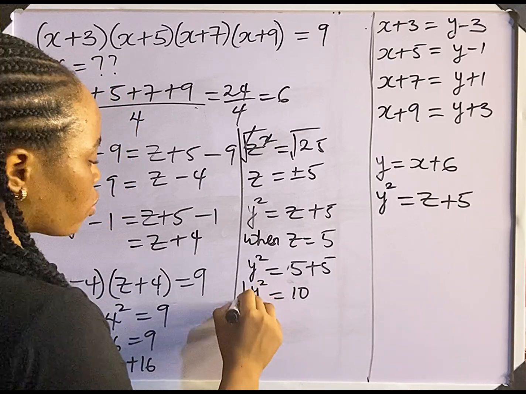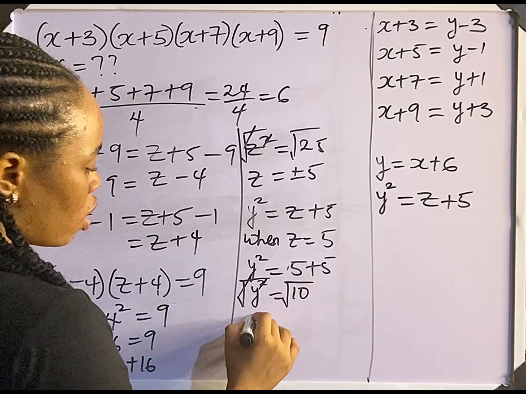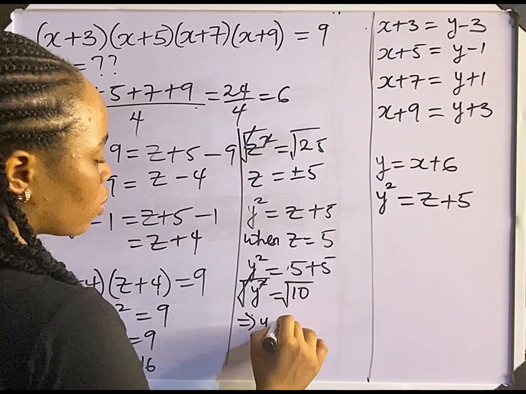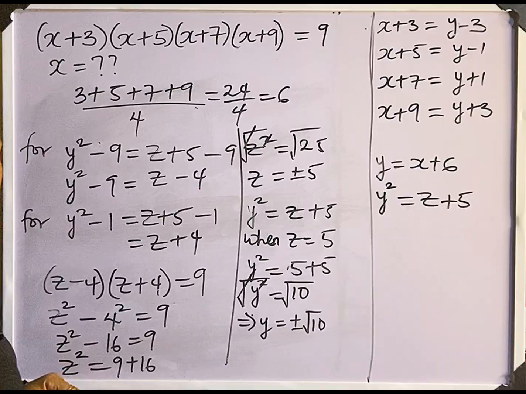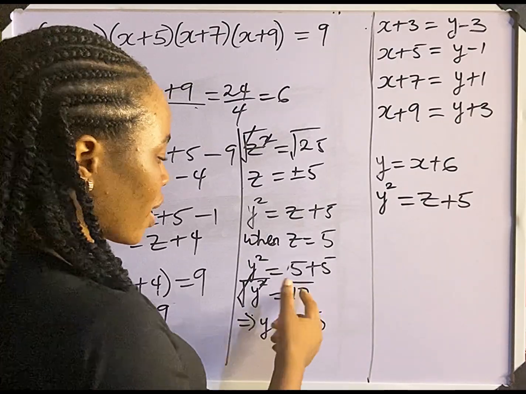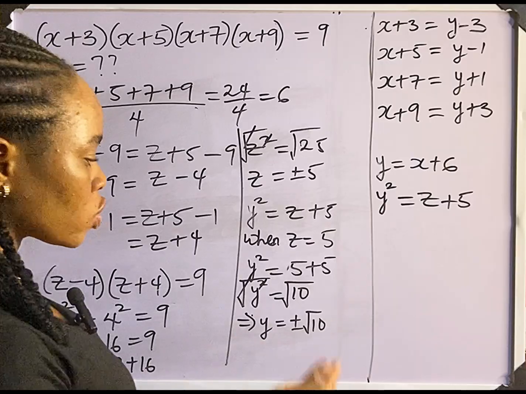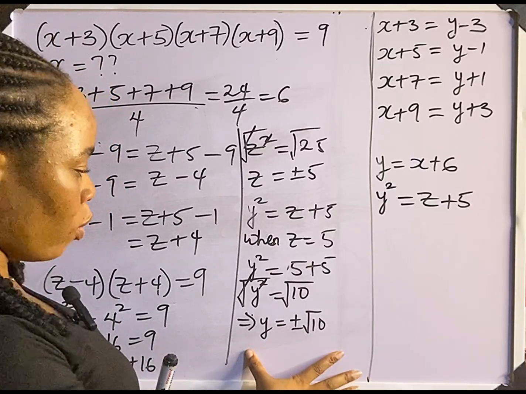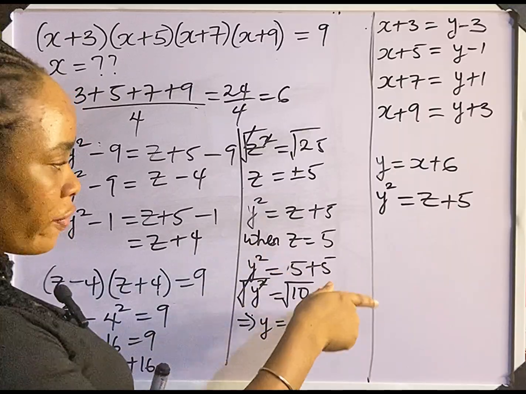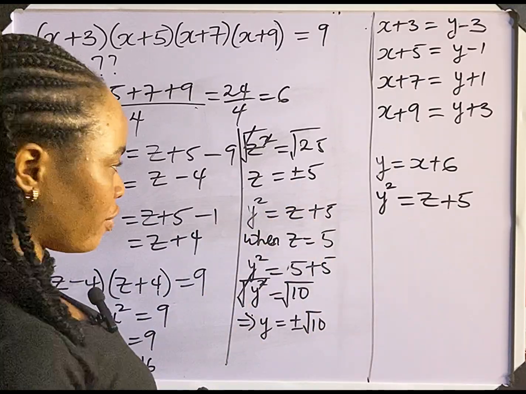So we're looking for y, so we also take the square root of both sides so that the square cancels the root. This implies that y equals plus or minus root 10, because obviously 10 is not a perfect square, so we can't find the exact square root of 10. So we've gotten our y when z is 5. So now let's get our y when z is minus 5.